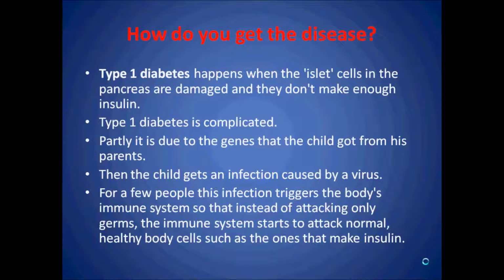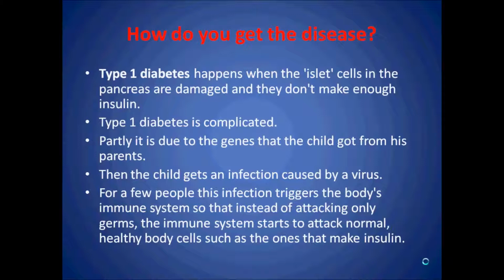Now the next question is, how do we get diabetes? How can a person be diagnosed with diabetes? It happens when the islet cells in the pancreas, which are responsible for making insulin, are damaged. So when they are damaged, insulin is not produced, and that is what causes diabetes.